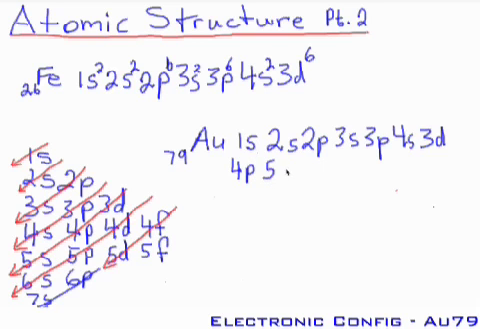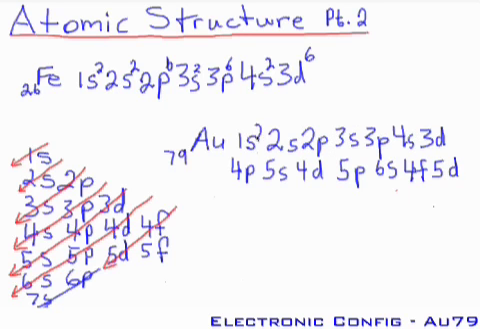Okay, so we did 3d, 4p, 5s. We're now on 4d, 5p, 6s, and then we jump all the way back to this diagonal and we hit 4f, 5d. Let's try filling our electrons and see if we've gone far enough.